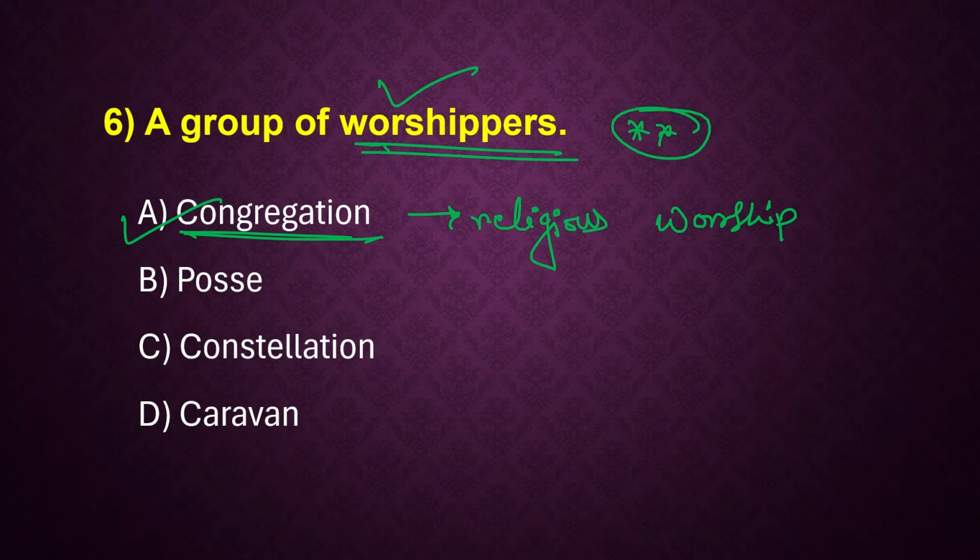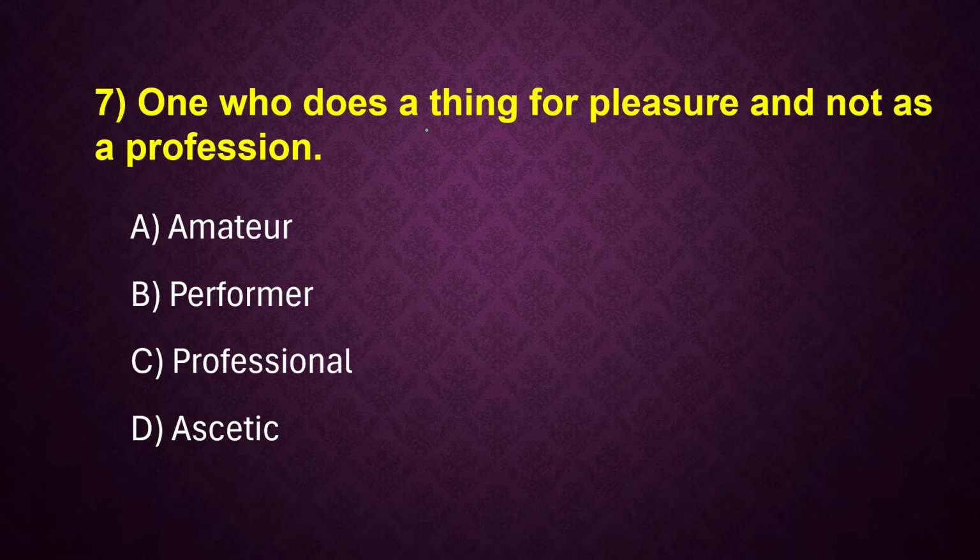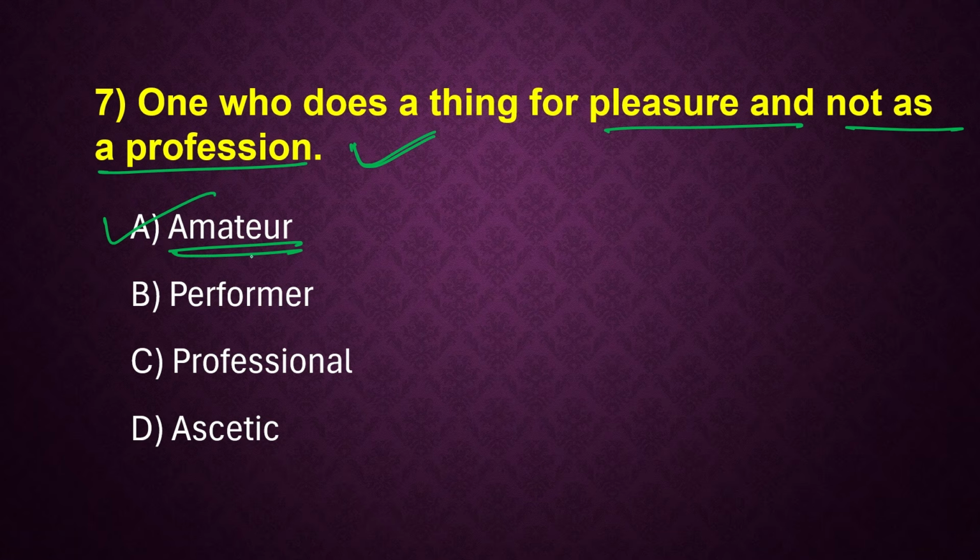Okay. Next, one who does a thing for pleasure, not as a profession. This one is very important and also a common term, and that is option A. So the correct one word is amateur. An amateur is a person who takes part in an activity for enjoyment rather than earning money or working professionally. Okay, next.